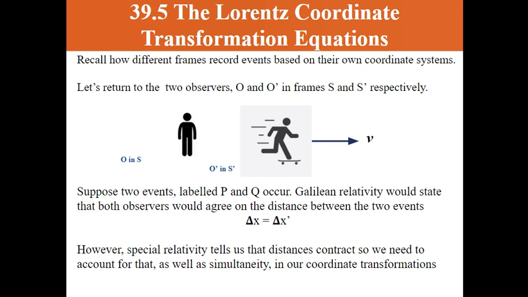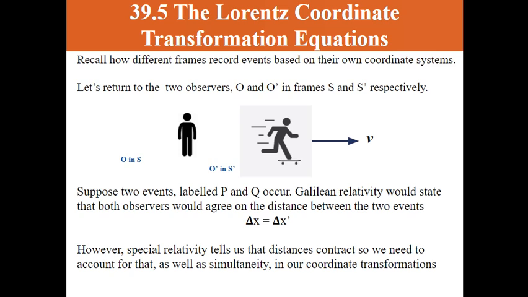Now, suppose that you see two events happen. Let's call them events P and Q. Both observers can see the events occur, and because they're in different frames, there might be some small disagreements. For example, since the observer in the S prime frame is moving, if the events are happening on the right side, he'll probably witness them a lot closer to where he is than observer O, who's farther away from the events.